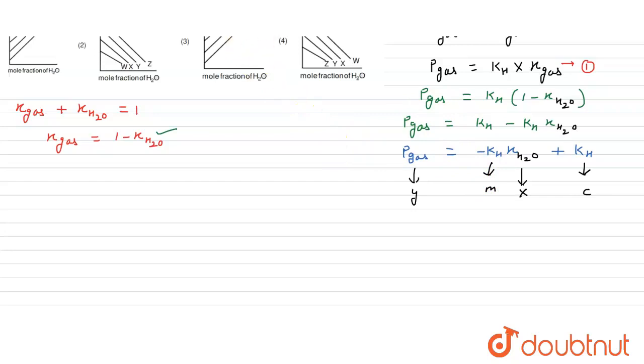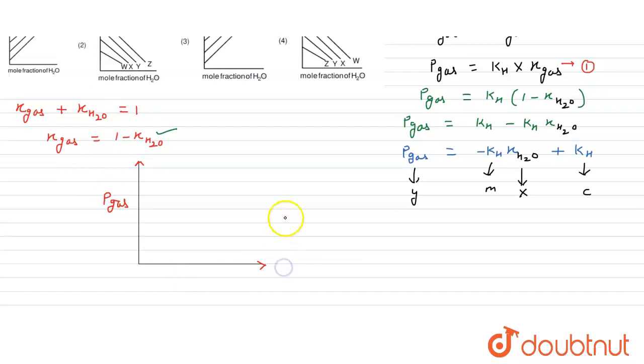So if you draw the graph between the partial pressure of the gas and the mole fraction of the water, the graph will look like this. On the x-axis you can write down the partial pressure of the gas.